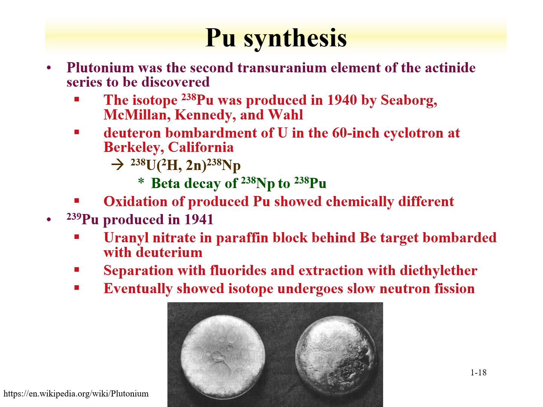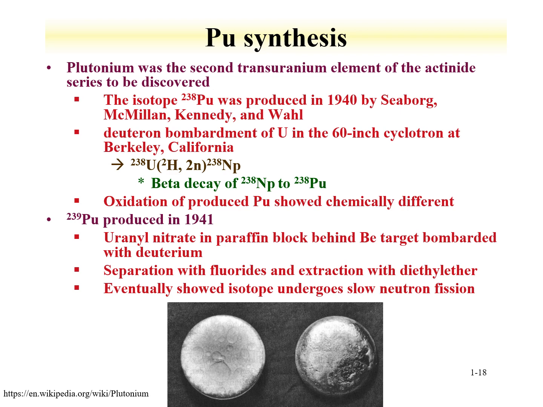The oxidation of the produced plutonium showed that its chemistry was different from that of uranium. They identified the differences in the chemistry of the element. They were able to use the radioactive decay to identify some of the properties, the alpha decay energy, and get an idea of the half-life of this isotope. Eventually, in 1941, plutonium-239 was produced, where uranyl nitrate in a wax block was behind a beryllium target that was bombarded with deuterium, so a lot of neutrons.